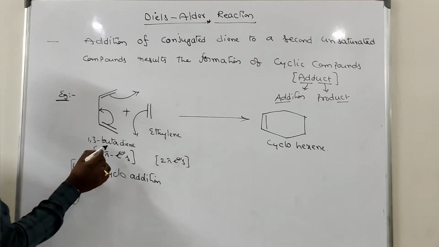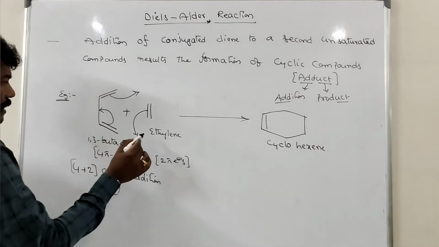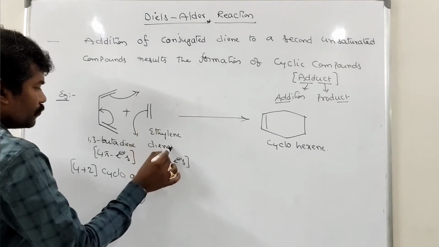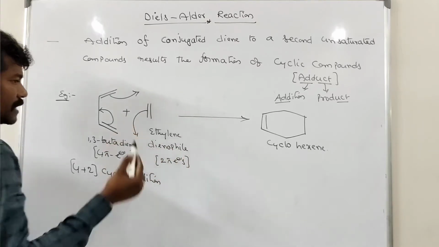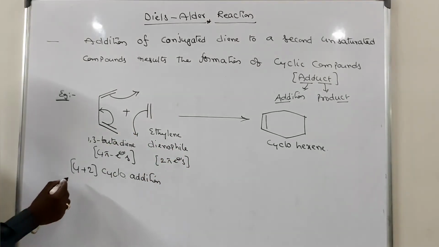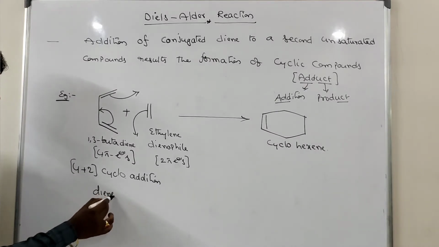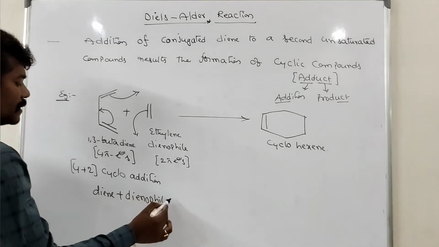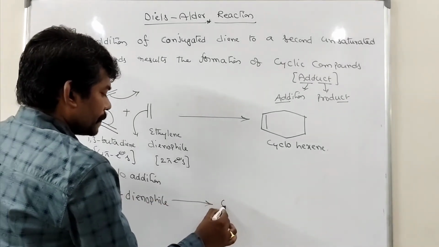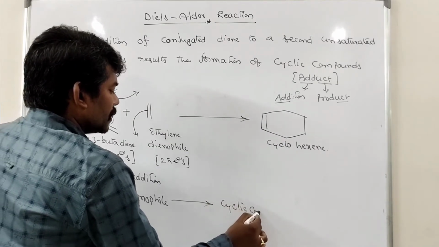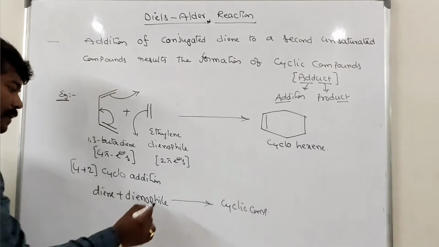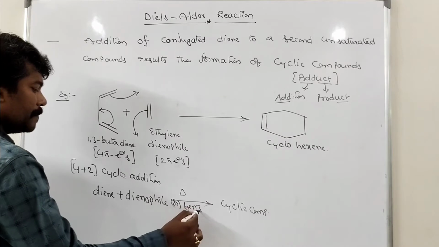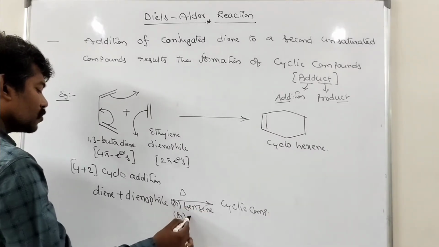The conjugated diene is known as diene, and the alkene is known as dienophile. That means diene plus dienophile gives a cyclic compound. In terms of heat, reaction in solvents like benzene or toluene.